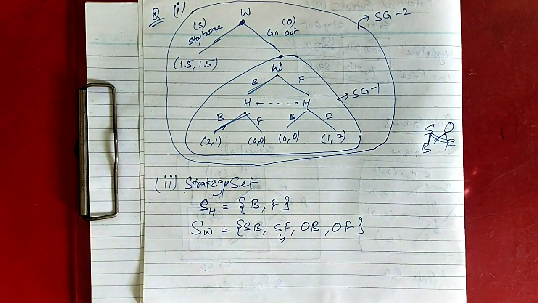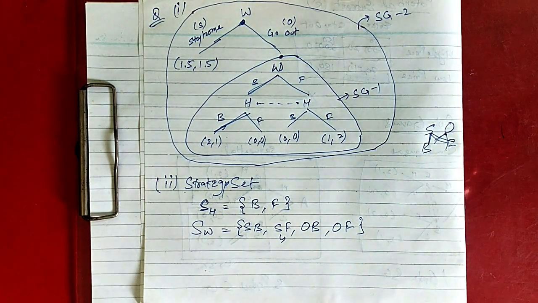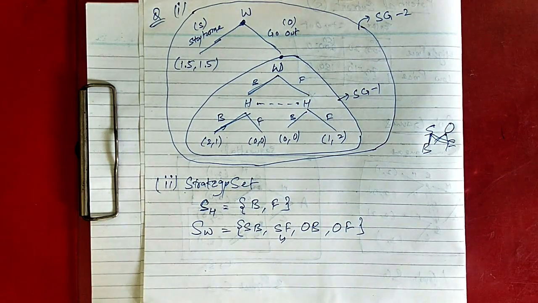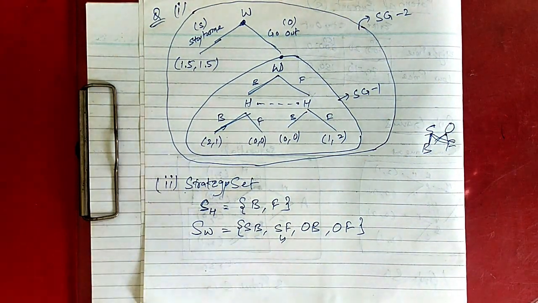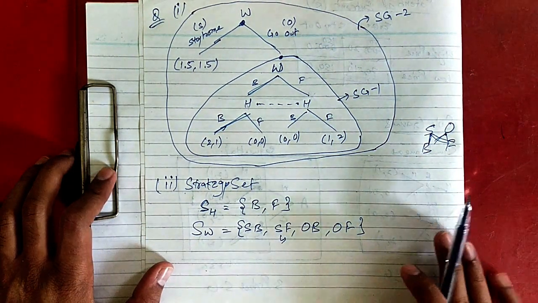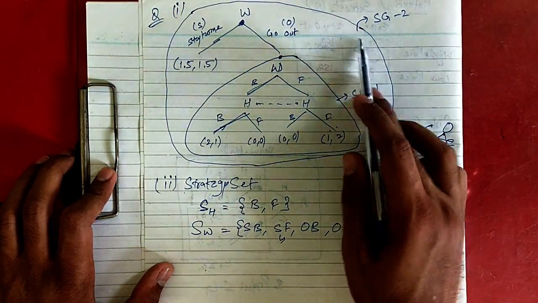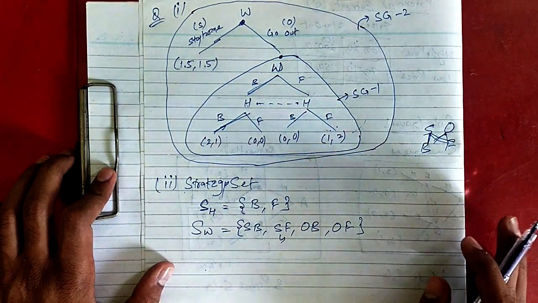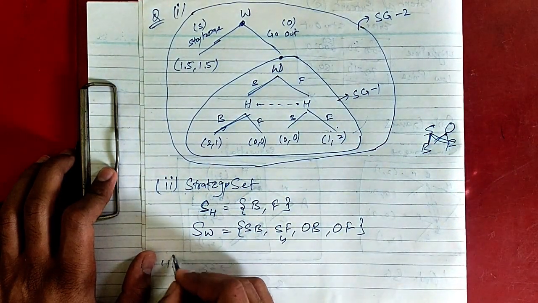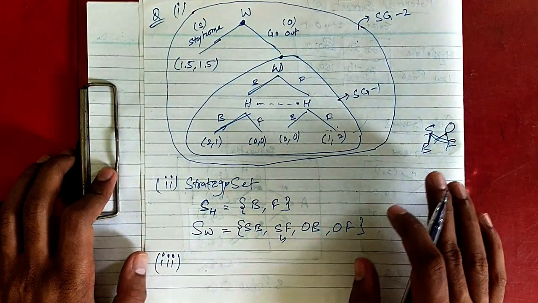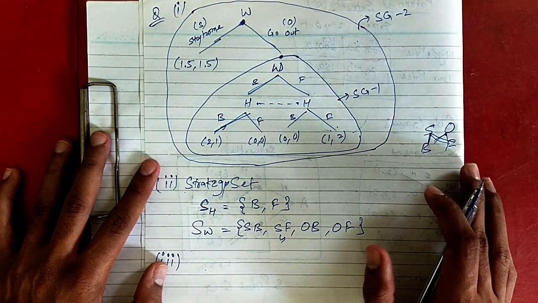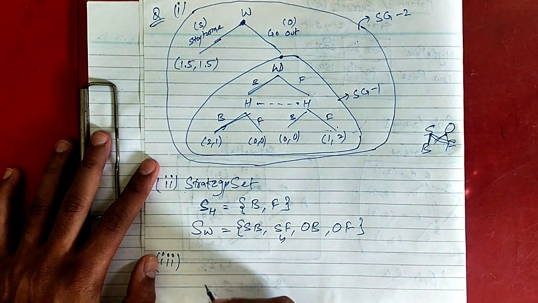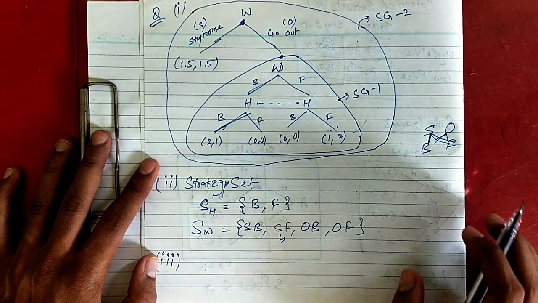So now comes the main part: find the subgame perfect Nash equilibrium. Okay, so now we will do our part. To find the subgame perfect Nash equilibrium, we have to first solve the smallest game and then move on to the larger game. So first we will solve this SG1. You very well know how we solve SG1. We just have to find out the Nash equilibrium of SG1.